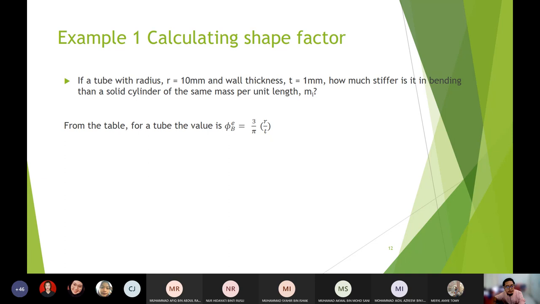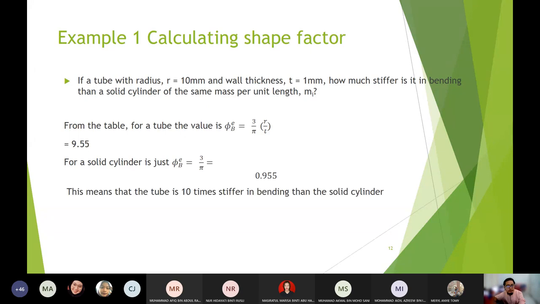This is the formula: 3 pi over RT, where R is radius and thickness T is 1 mm. And we get the value 9.55. Kalau masukkan sini, 10 radius, T 1, dapat jawapan 9.55. You can check it yourself. Kalau solid cylinder is just 3 pi, which is equal to 0.995.